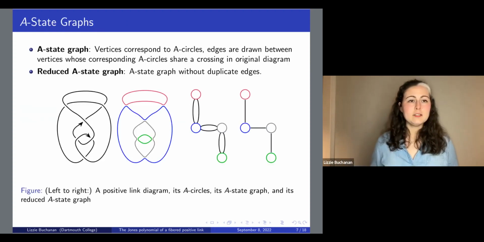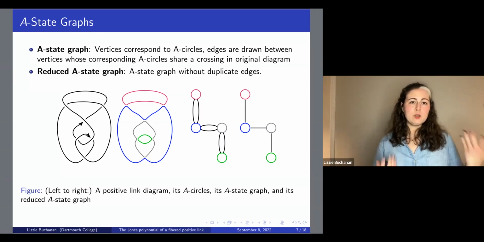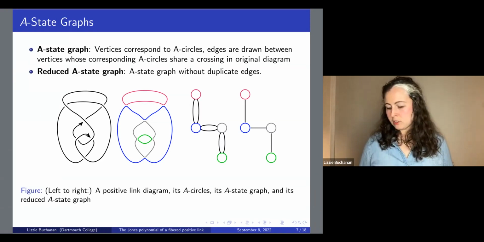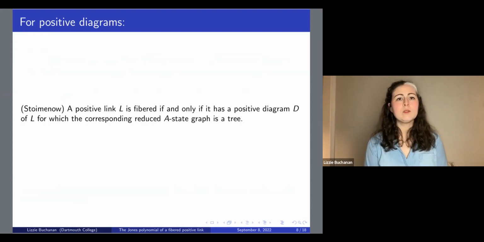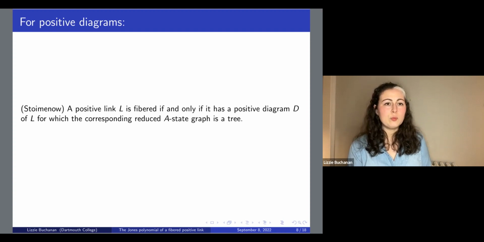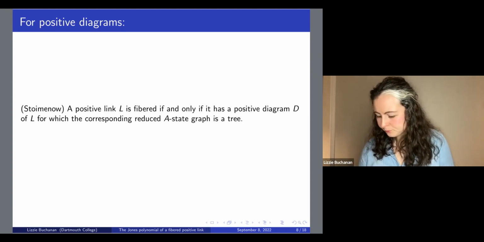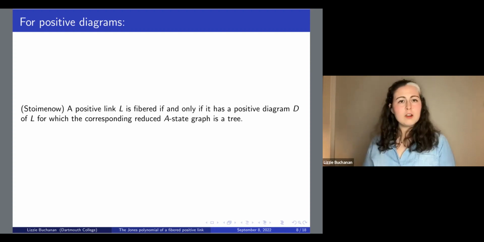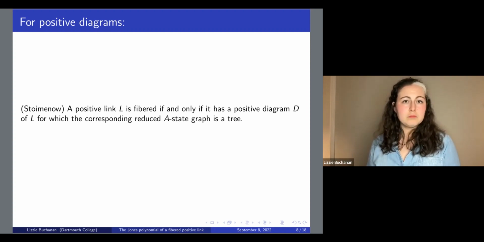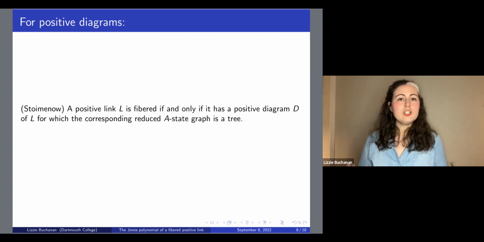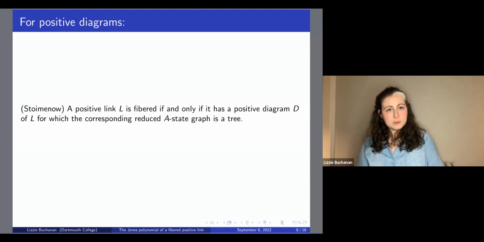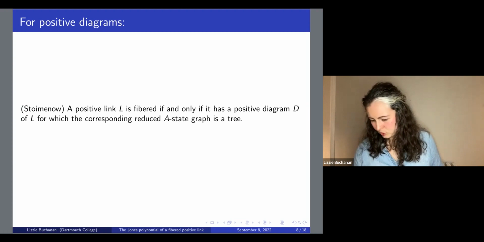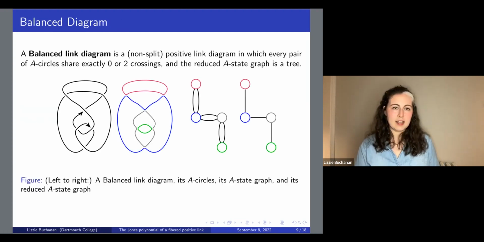Here, this was actually an example of a fibered positive link because we ended up with this reduced A state graph as a tree. You can read more about this in work from Alexander Stoimenow and also in work by Futer, Kalfagianni, and Purcell, if you are interested. And so the theorem that we said at the beginning has to do with positive fibered knots and links. The next couple of definitions are going to be some very special kinds of diagrams of fibered positive links. The first one we call a balanced diagram.